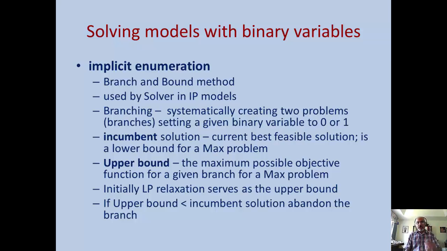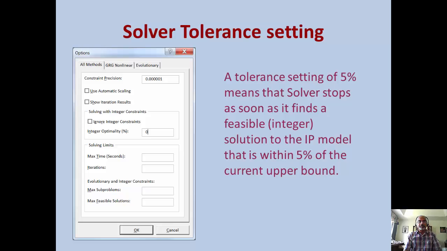So if upper bound is less than the incumbent solution, in the case of a maximization problem, and if it is a minimization problem, the whole thing will be opposite. So if the upper bound is less than an incumbent solution or lower bound, you abandon that branch. So this is the procedure that Solver adopts to find the best possible solution.